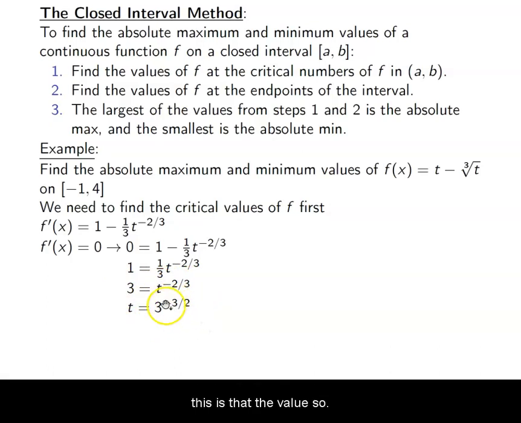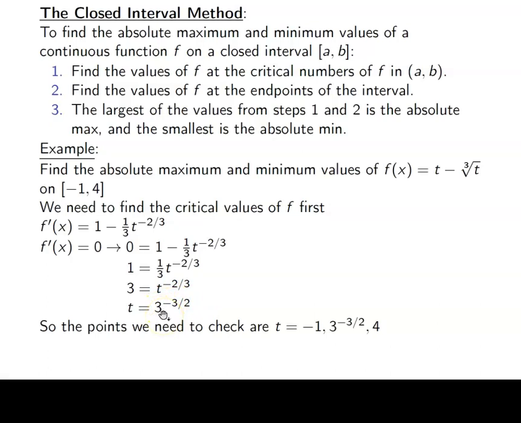I have no idea what this is as a value, so I can plug it into my calculator or I just use it as it is. And then I take the endpoints of my interval, right? So -1 and 4. So these are the 3 points I have to check. I only have 1 point from the derivative, right, where the derivative is 0, and then I check my 2 endpoints, so that gives me 3 points.